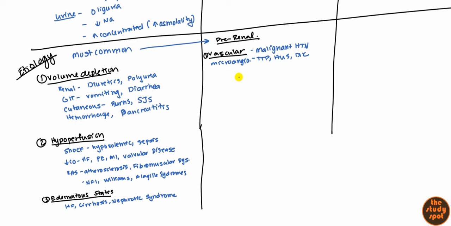After the vascular causes, next we have the glomerulus. Glomerulopathies can cause renal failure, and these would be your nephritic syndromes and your nephrotic syndromes. I don't want to go into all of them, but you can definitely review that in the other video that I have. So after glomerular causes, then we're going to look at tubular causes.